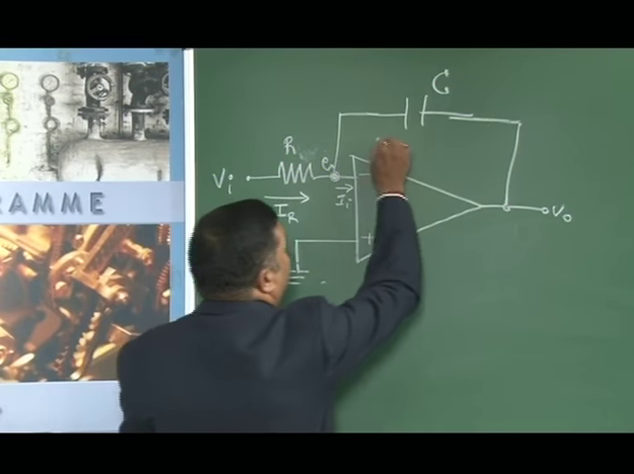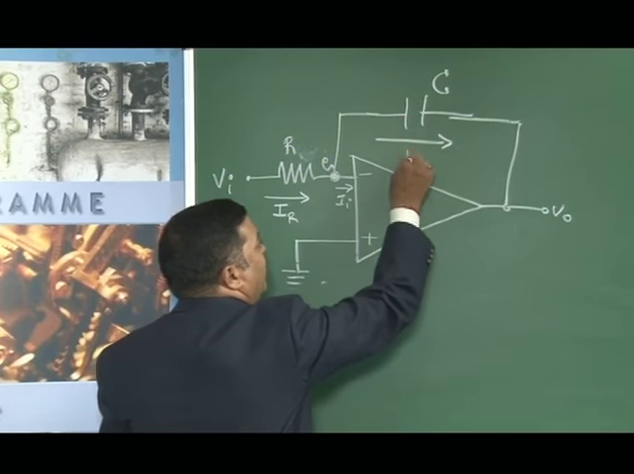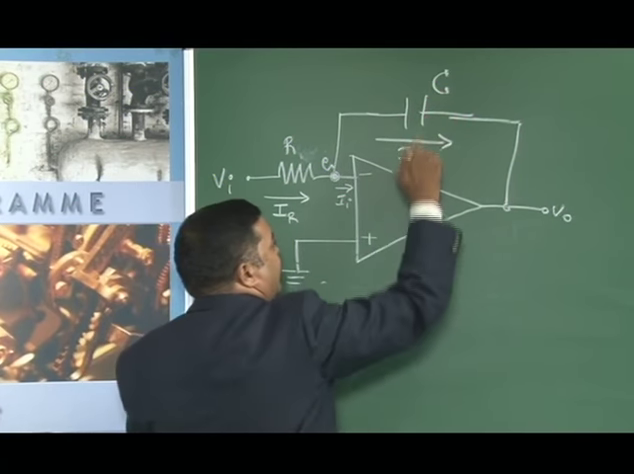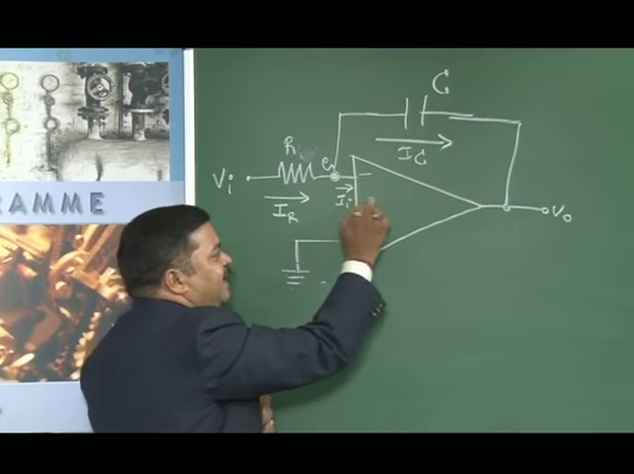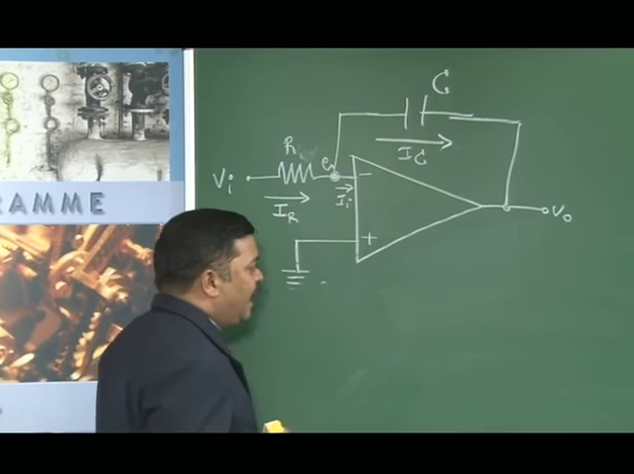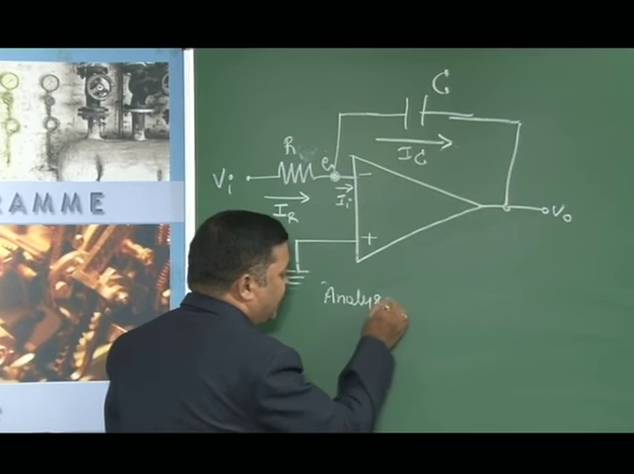The current through the capacitor, let me call it as IC. Current through C, I will call it as IC, current through R, I will call it as IR, current entering into the operational amplifier, I will call it as II. As usual, the analysis goes like this, circuit analysis.